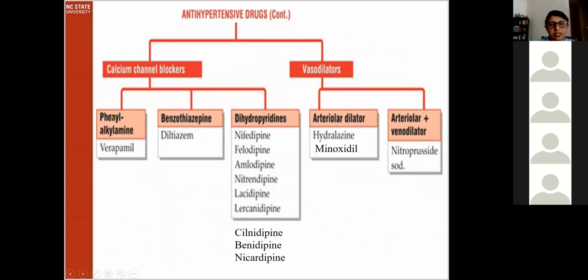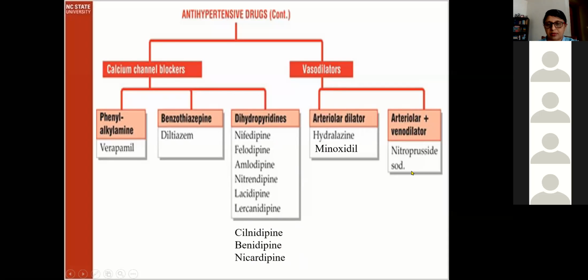Calcium channel blockers, again three groups: phenylalkylamines, benzothiazepines, dihydropyridines. Phenylalkylamine is verapamil. Benzothiazepine is diltiazem. Dihydropyridines: nifedipine, felodipine, all the dipines: amlodipine, nitrendipine, lacidipine, lercanidipine, cilnidipine, benidipine, and nicardipine. And also vasodilators: arterial dilators like hydralazine and minoxidil, and arterial plus venodilator, sodium nitroprusside.